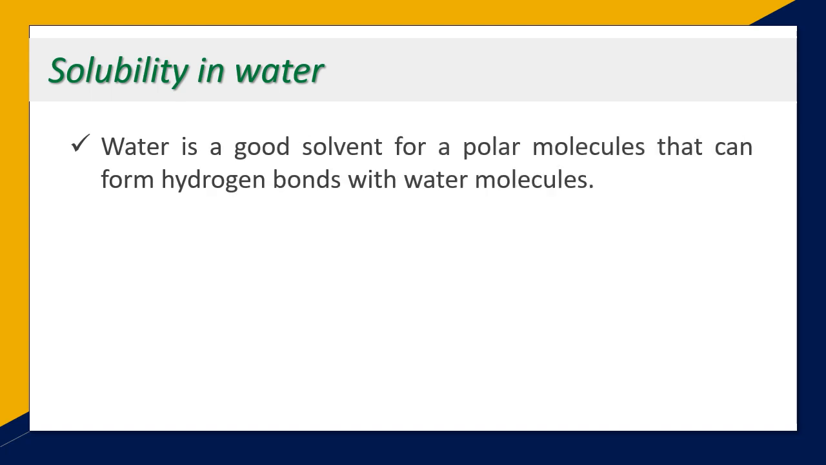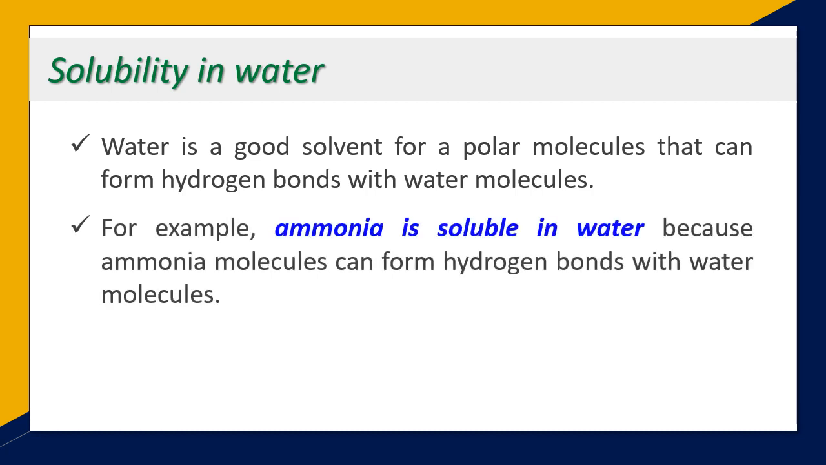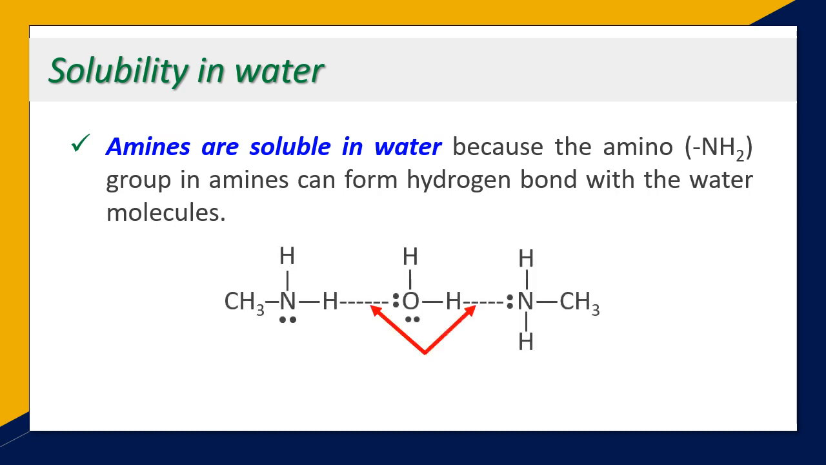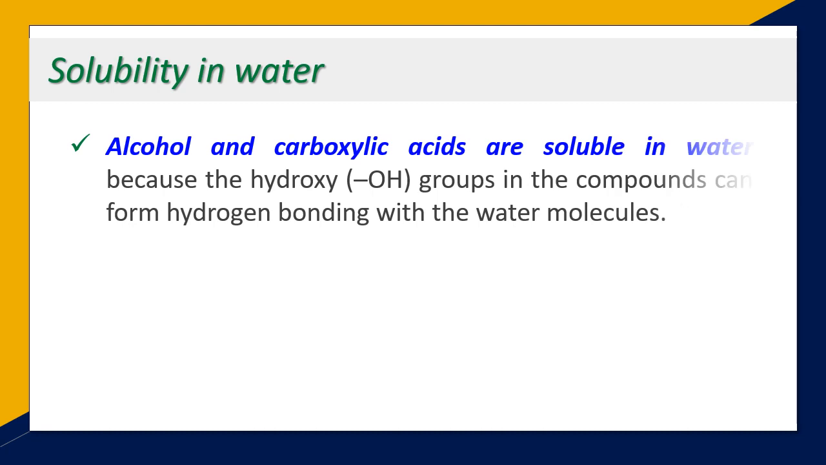Water is a good solvent for polar molecules that can form hydrogen bonds with water molecules. For example, ammonia is soluble in water because ammonia molecules can form hydrogen bonds with water. Amines are also soluble in water because the amino groups in amines can form hydrogen bonds with water molecules. Alcohols and carboxylic acids are also soluble in water because the hydroxy group in the compounds can form hydrogen bonds with water molecules.